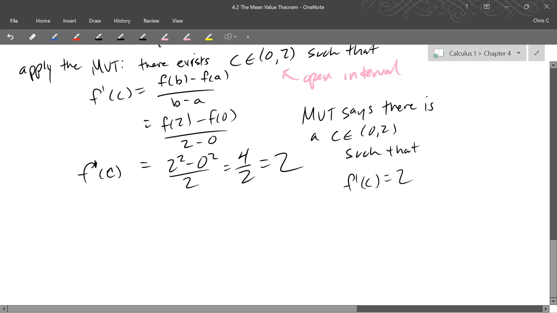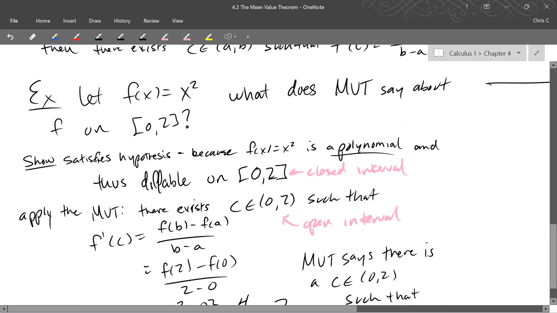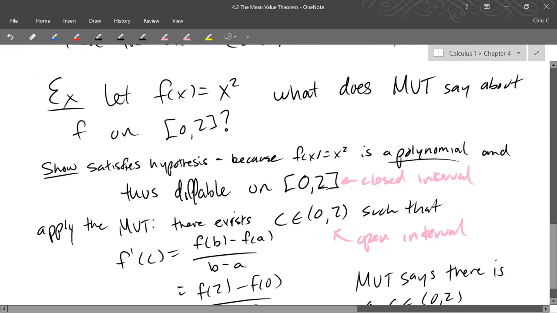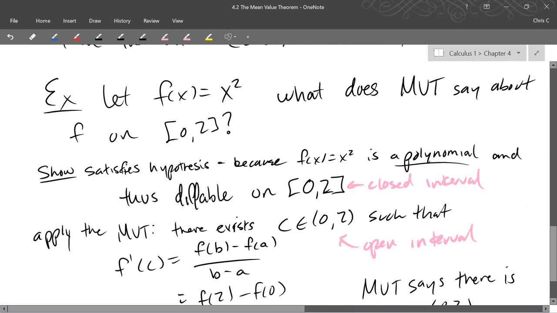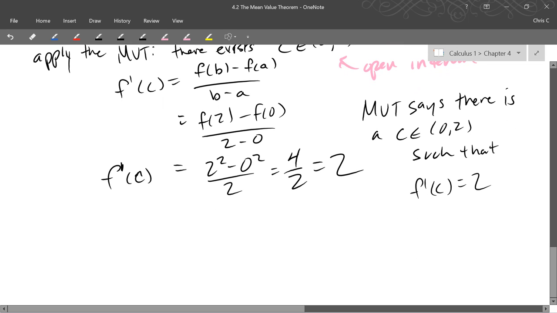So there's really only two questions in this section about the mean value theorem. One of them, we did part of it already. What does the mean value theorem say about f on 0, 2? We computed the average rate of change was 2, and the mean value theorem says there has to be an x value whose slope, or whose derivative, is 2. Now the second part of this question is find this actual x value.